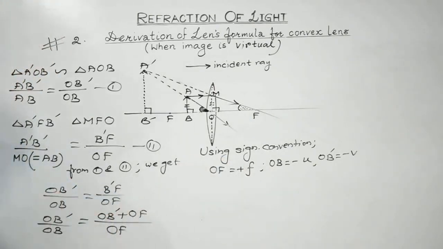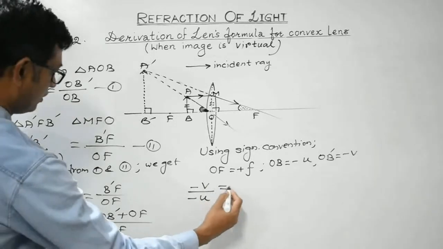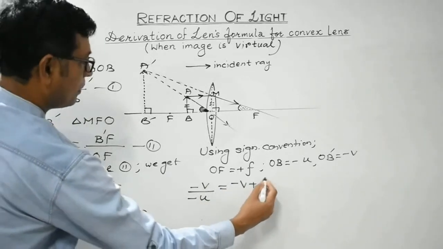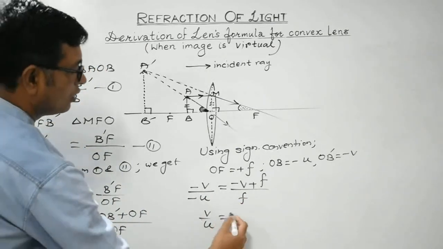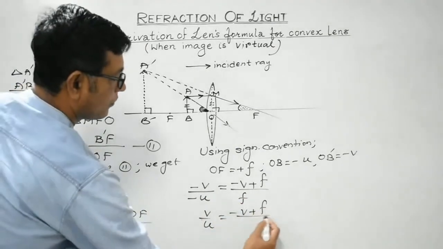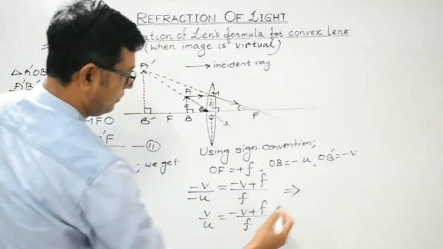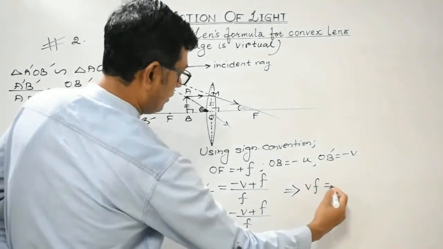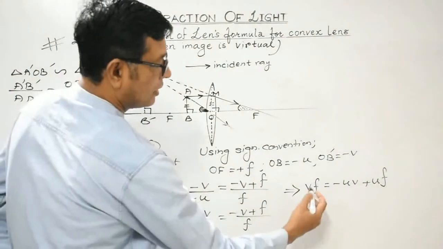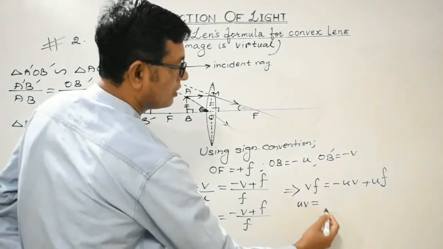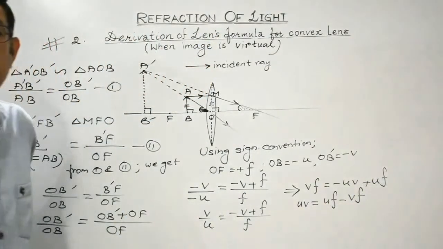So let's substitute these values over here. OB dash is minus V, OB is minus U, is equal to OB dash again, minus V plus F, divided by F. Minus minus get cancelled, so we'll be left with this. Let's cross multiply. Therefore, what we get is VF is equal to minus UV plus UF. So it can also be written as UV is equal to UF minus VF. Correct, students?